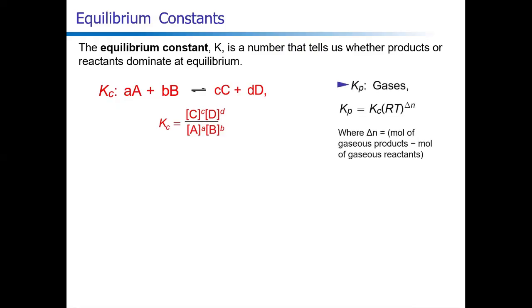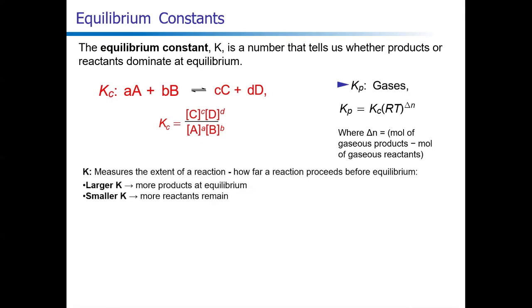This is the ratio of products over reactants, each raised to their respective powers. For gaseous reactions, we often use Kp instead of Kc, where Kp is equal to Kc multiplied by RT to the power of delta n, where delta n is the change in moles of gas, moles of the products minus moles of reactants. K measures the extent of a reaction. This is how far it goes towards forming products before equilibrium is reached. A larger K means the reaction favors products. A smaller K means the reaction favors reactants.